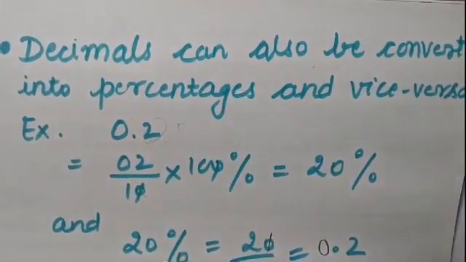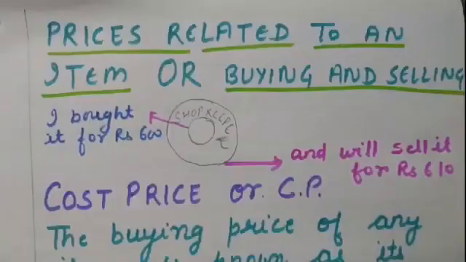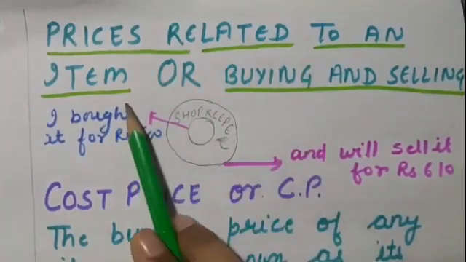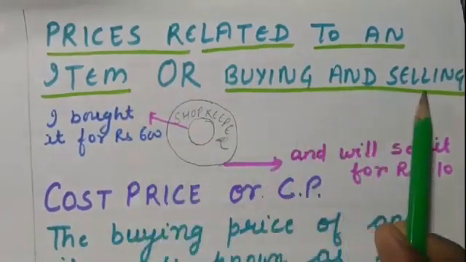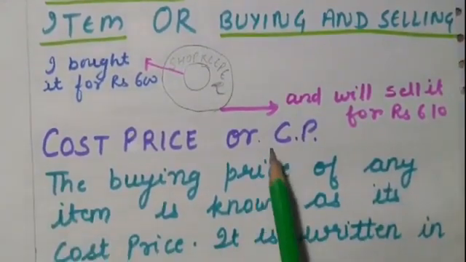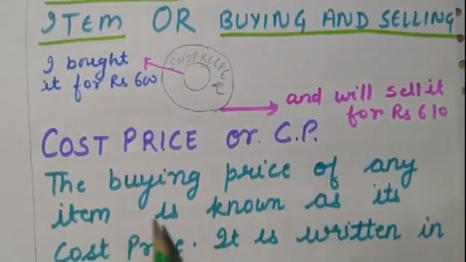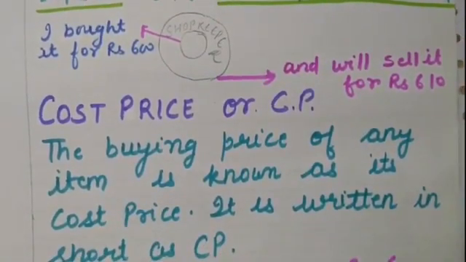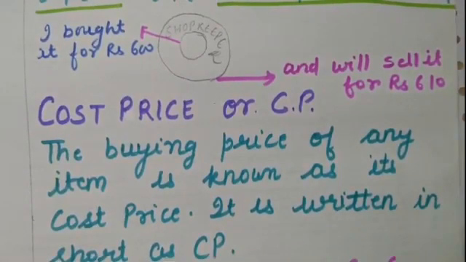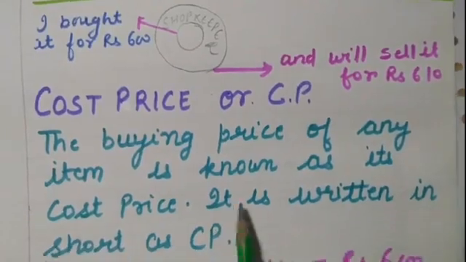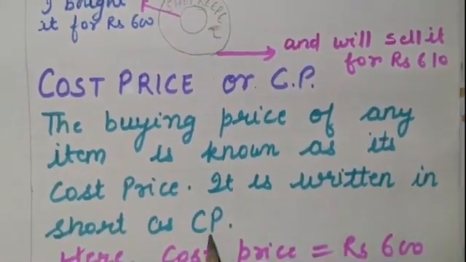Now come to the next point. After that, we have learned about prices related to an item, or buying and selling. In this we have learned about cost price, or you can say CP. CP means the buying price of any item is known as cost price. Suppose you have to purchase something, the price at which you purchase it is known as cost price, or in short CP.